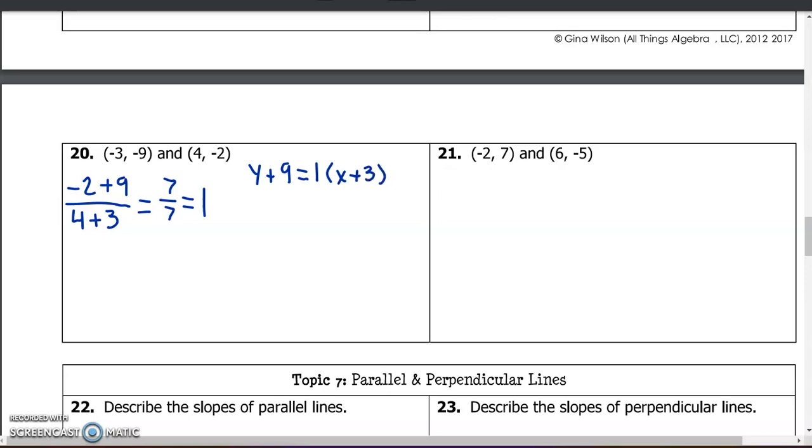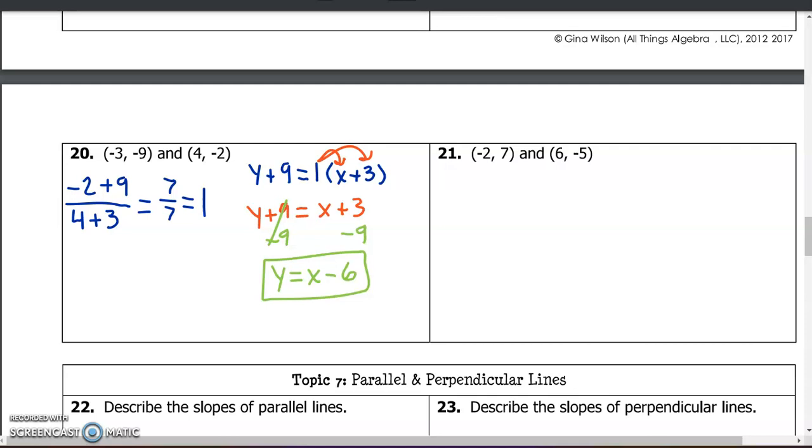Now, you technically don't really need to do this, but just for the sake of doing consistent steps, I would distribute a 1, but that's not going to change anything, right? It's just going to make this y plus 9 equals x plus 3, because times 1 literally doesn't change anything. My last step is going to be to get rid of that 9, so I'm going to subtract 9 on both sides. So that gives me y equals x. And now, positive 3 and negative 9 makes negative 6. So y equals x minus 6.